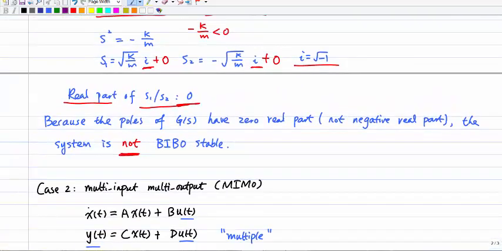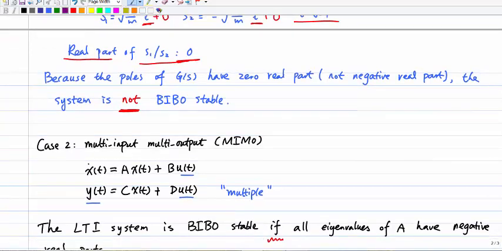Okay, so that's the single-input and single-output system. Now let's see how this condition can be generalized to multi-input and multi-output systems. For the multi-input and multi-output system, we still have the standard form. This is still for linear time-invariant systems. I want to emphasize, not linear time-varying systems. So I still have the standard A, B, C, D form as in the state space representation. The difference here is that u(t) and y(t) may have multiple components. They don't necessarily have just one component.